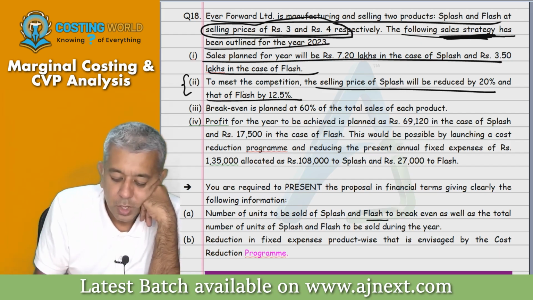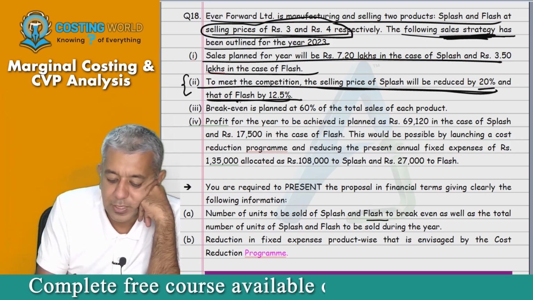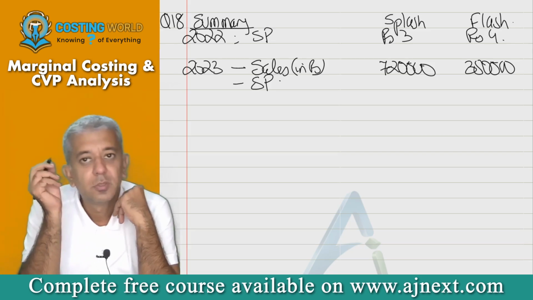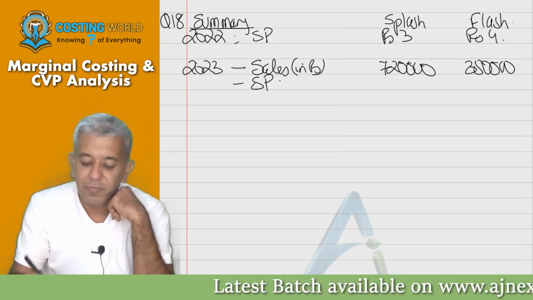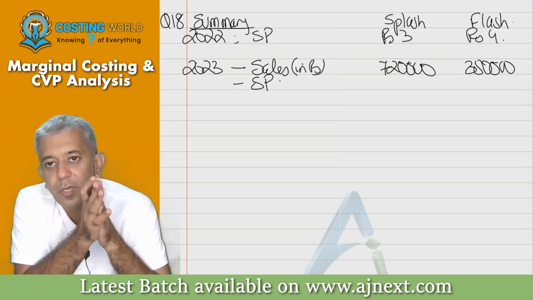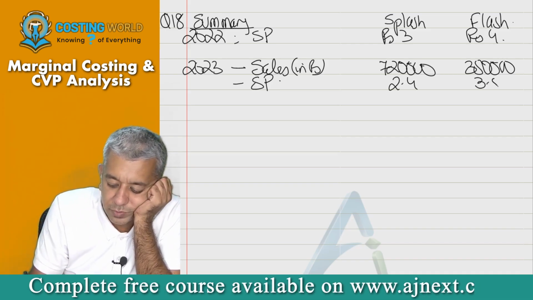Further, to meet the competition, selling prices of Splash will be reduced by 20%, that of Flash by 12.5%. So write down selling prices. Reduce the selling price please by 20 and 12.5% and write down the new selling prices over here. Get me the new prices please. 2.4 and 3.5.